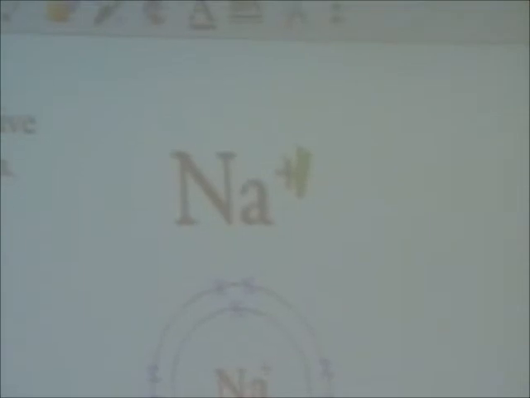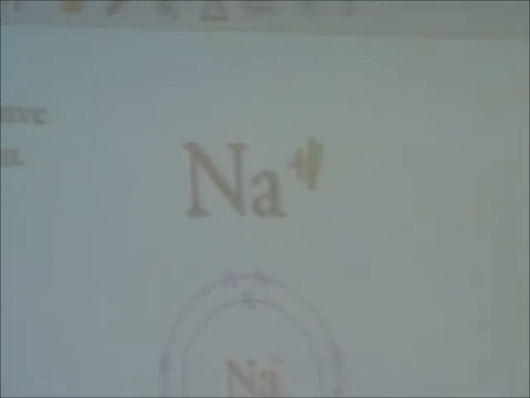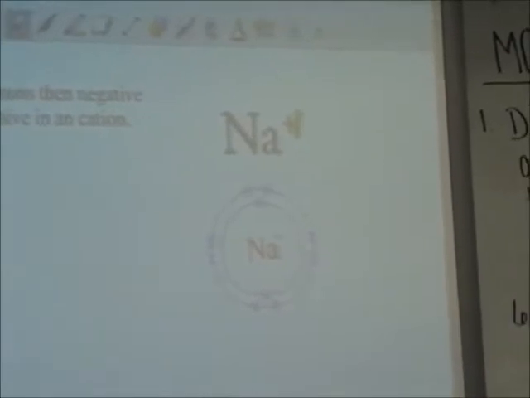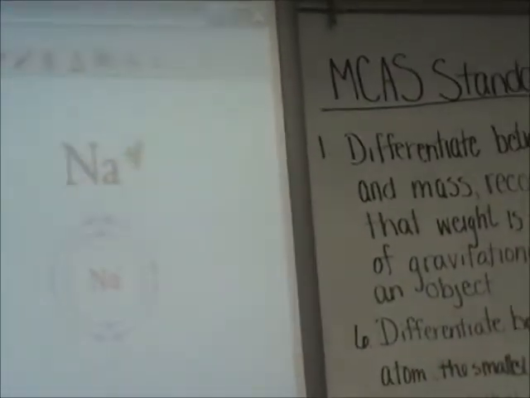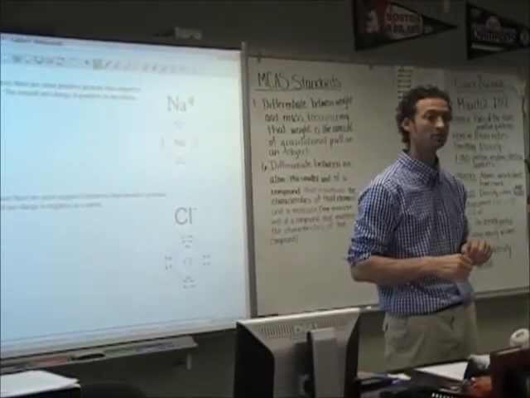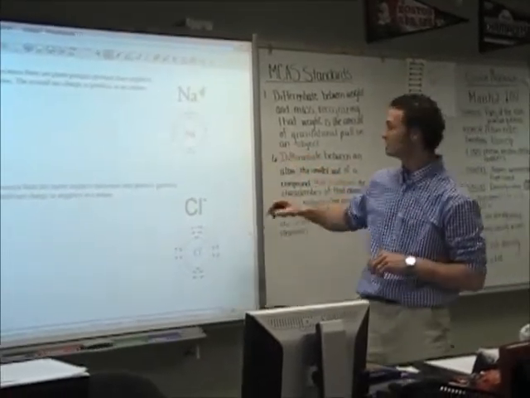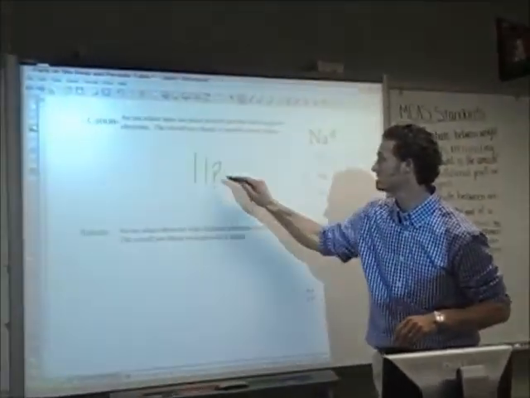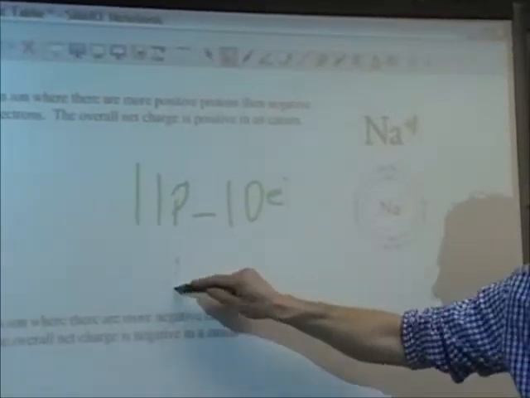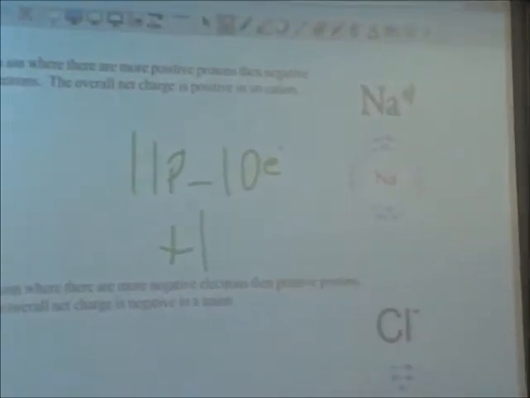So if we look on your periodic table, how many protons are in sodium? 11. Agreed? Agreed. 11. Count how many electrons are in my example here. 10. So if we have 11 positive things and 10 negative things, what's the overall charge? Plus 1. Right, I have 11, so it would be 11 protons minus 10 electrons. Our overall charge would be plus 1, and this now is a sodium ion.